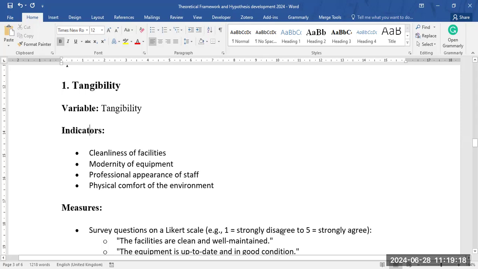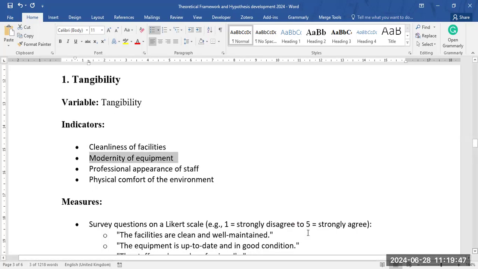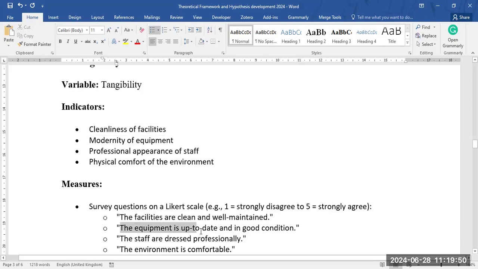One is strongly disagree to five strongly agree. They can ask some questions. For the cleanliness of facilities, that's why the measures normally we refer to as the questions to be asked. The facilities are clean and well maintained. Do you agree? If you agree, you can say five. If you do not agree, you can put one. The second indicator, modernity of the equipment. Another question they can ask: the equipment is up to date and in good condition. If you agree, put five, or if not agree, one. And in between, you can select two or three or something.